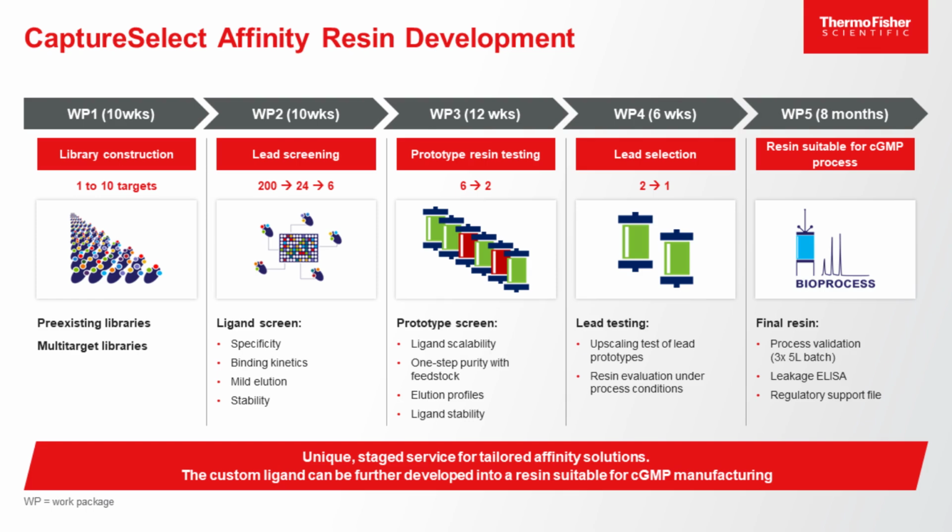And to be clear as well, the whole program is usually de-risked after work package 2. So if we see a good immune response in work package 1, we take it further into work package 2. And after work package 2, the program is fully de-risked. So at that point we know that we can deliver that affinity resin at the suitable scale in the time frame needed to go into a GMP manufacturing campaign.